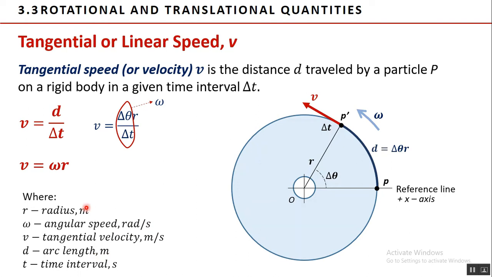This equation shows that, in order to transform angular speed into tangential speed, we simply multiply it with the distance r of the particle from the center of rotation. This is also similar if we are going to transform angular displacement into arc length. Later, we will see that it also applies with the transformation of angular acceleration into tangential acceleration.